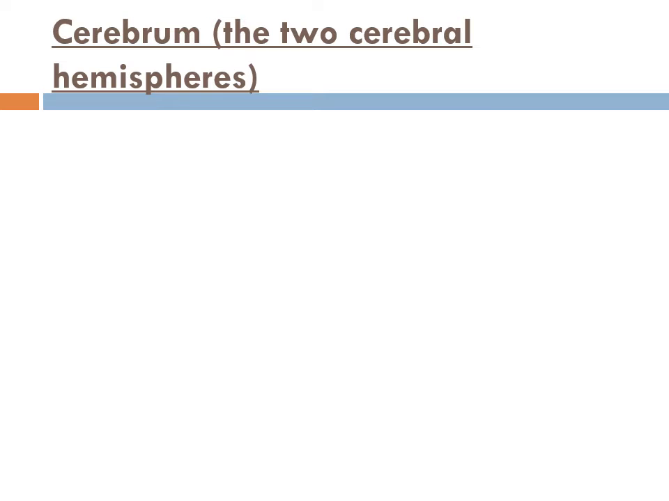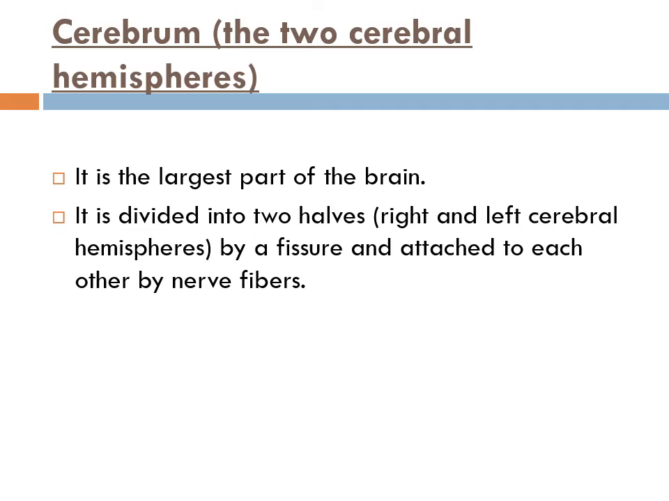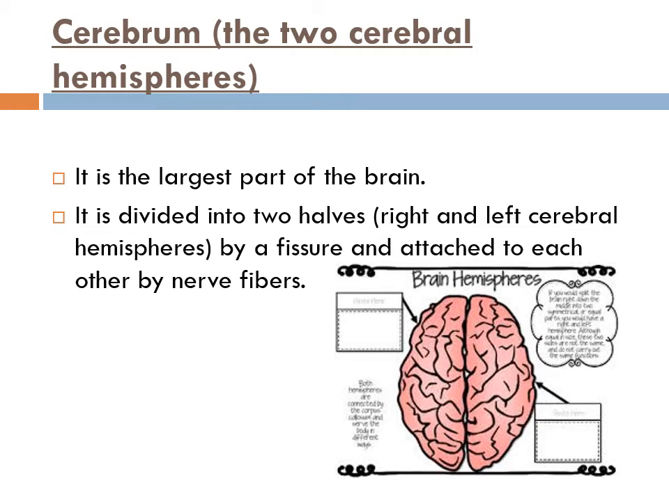Let's talk first about the cerebrum, or you can say the two cerebral hemispheres. It's the largest part of the brain, and it's divided into two halves, right and left, by a fissure and attached to each other by nerve fibers.